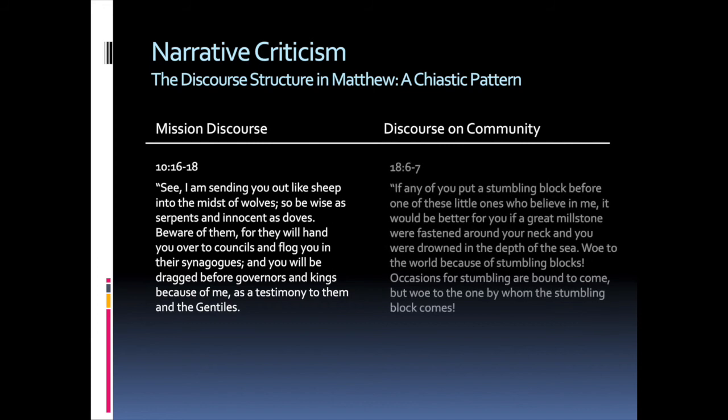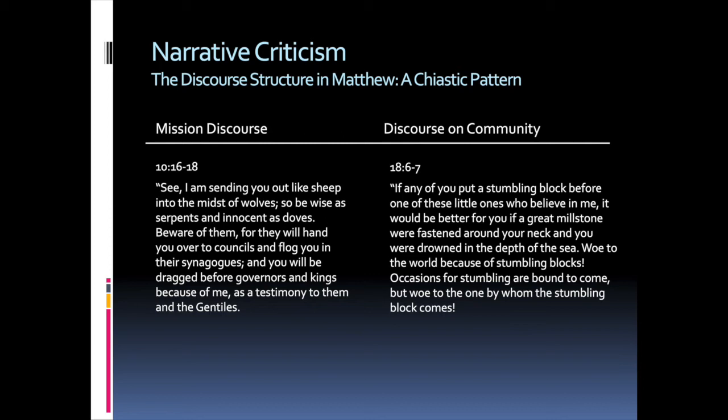Here's another example. Same two discourses. Again, pause the video, see if you notice any similarities. What I see here is that we have this threat as they're about to go out on their mission that they will be arrested and killed. They'll be flogged, they'll be dragged before governors and kings. So there's this promise that they will be persecuted because of the message and the work that they're doing.